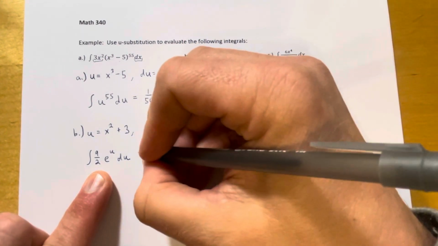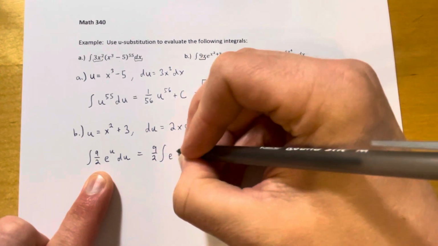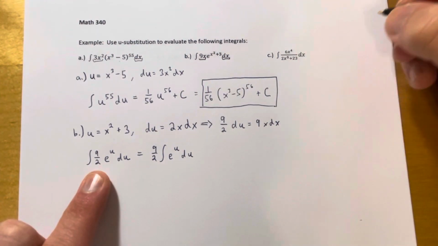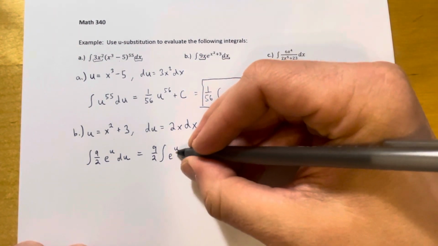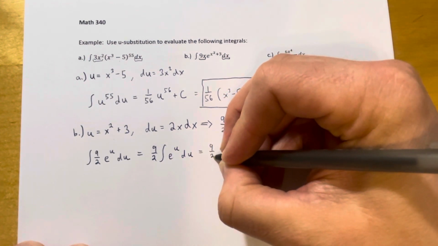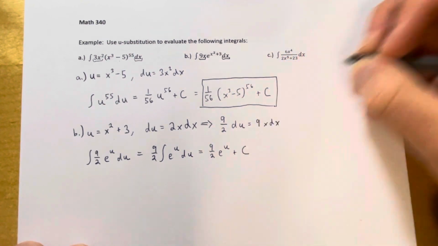This 9/2 can come out. I won't usually write this as a separate step, but it's good to remember that you can do this. We had a property that says that constant multiples can be brought out. So the constant can be brought out like this. Remember, e to the u is its own antiderivative. So I'm going to get 9/2 e to the u plus c.